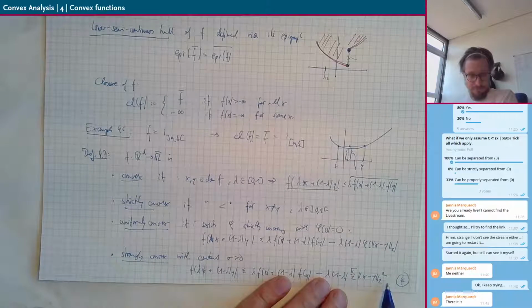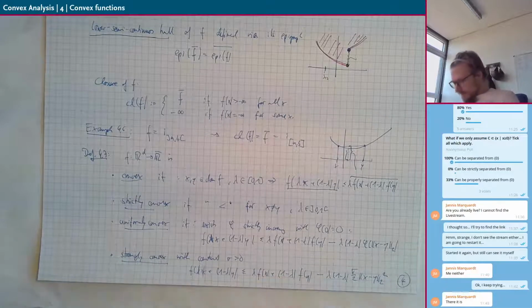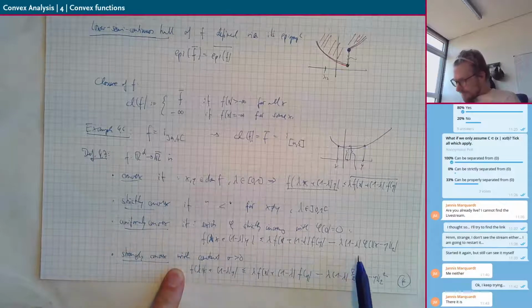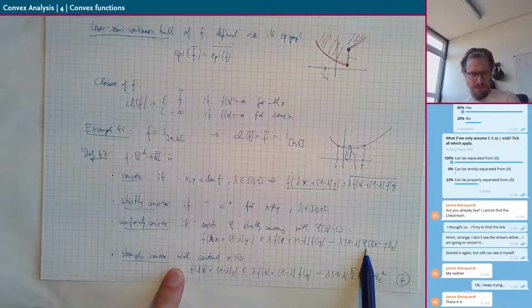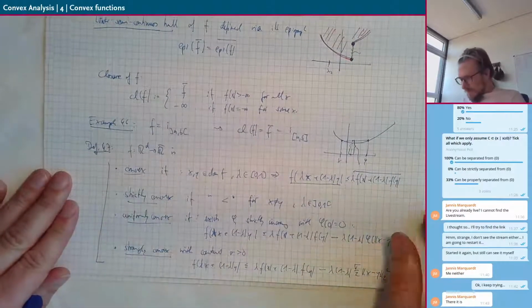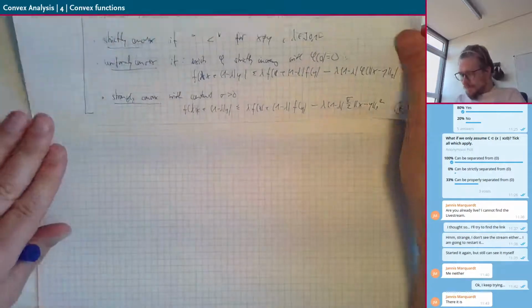It's important. So you see, strongly convex basically means uniformly convex with respect to the function sigma over 2 times the argument squared. These are the different notions of convexity which we're going to use.